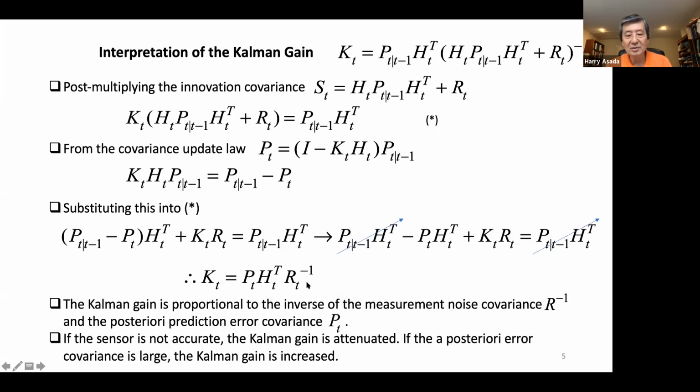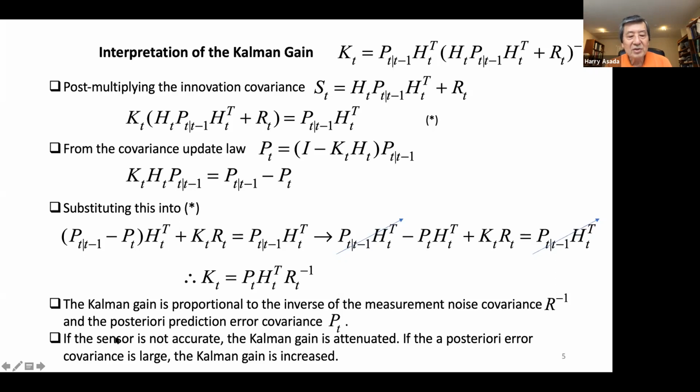RT is assumed to be positive definite and non-singular, right? So the Kalman gain is proportional to the inverse of the measurement noise covariance, R inverse, and also proportional to the a posteriori prediction error covariance PT. So what does that mean? Well, we can do the following interpretation.